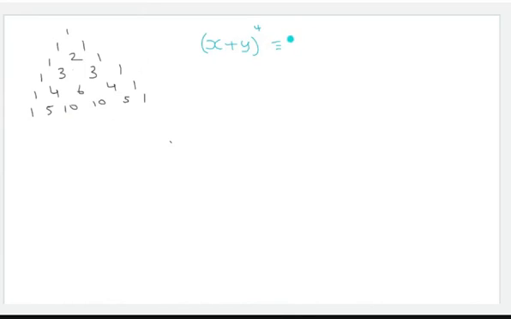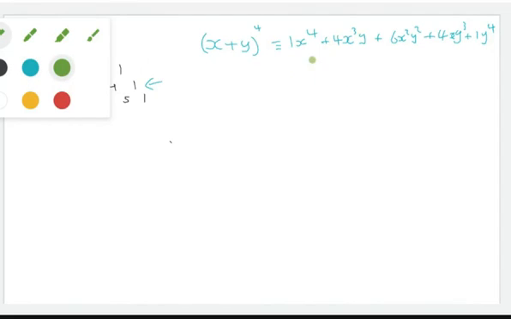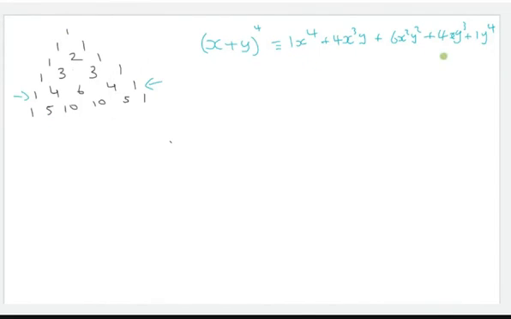That's going to be 1 x to the 4. This is the fourth line. 1x to the 4 plus 4x cubed y plus 6x squared y squared plus 4xy cubed plus 1y to the 4. So we've got the 1, 4, 6, 4, 1.